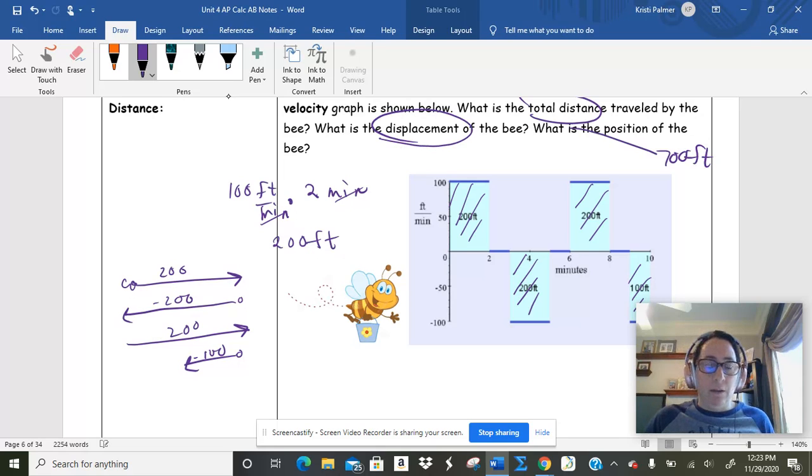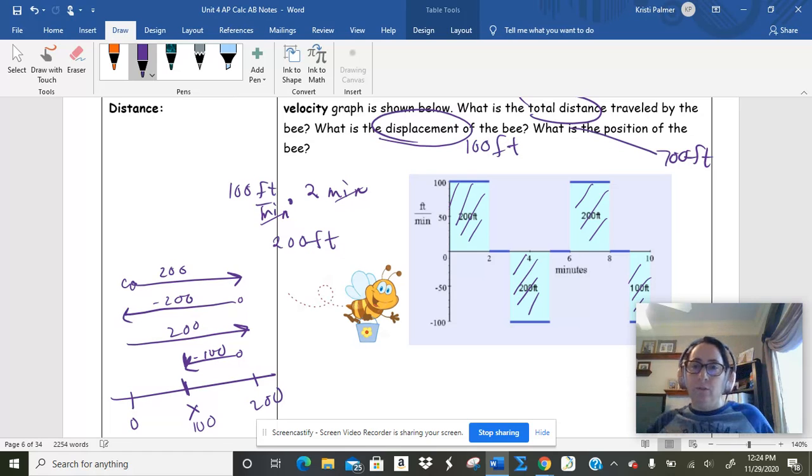The displacement, though, is where have you ended up? See how he ended here? Right here is where he has ended. We're going from the 0 to this 200 back and forth and back and forth. And then he finally lands right here. So his displacement, if he went back 100, would be at 100. So he's 100 feet away from where he initially started.